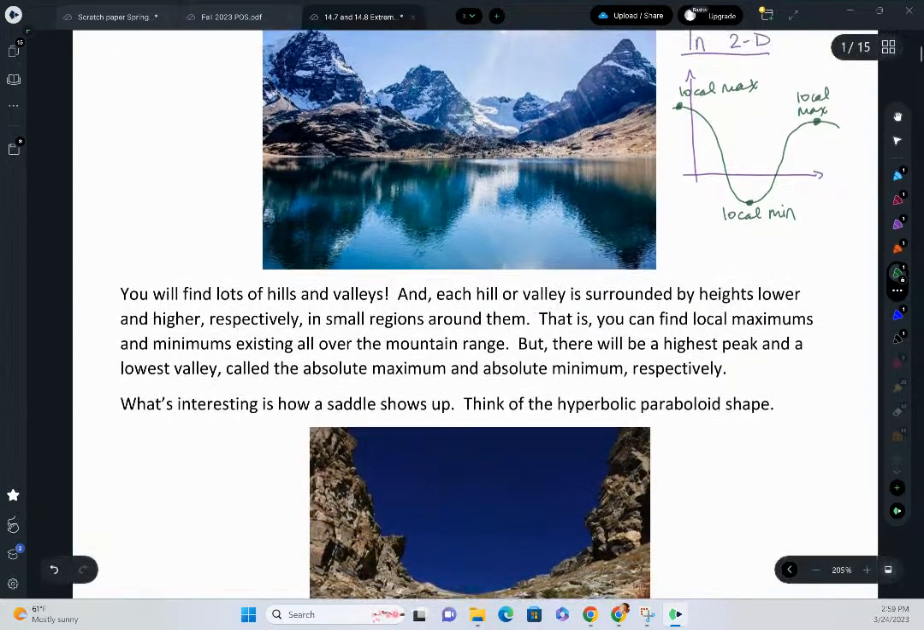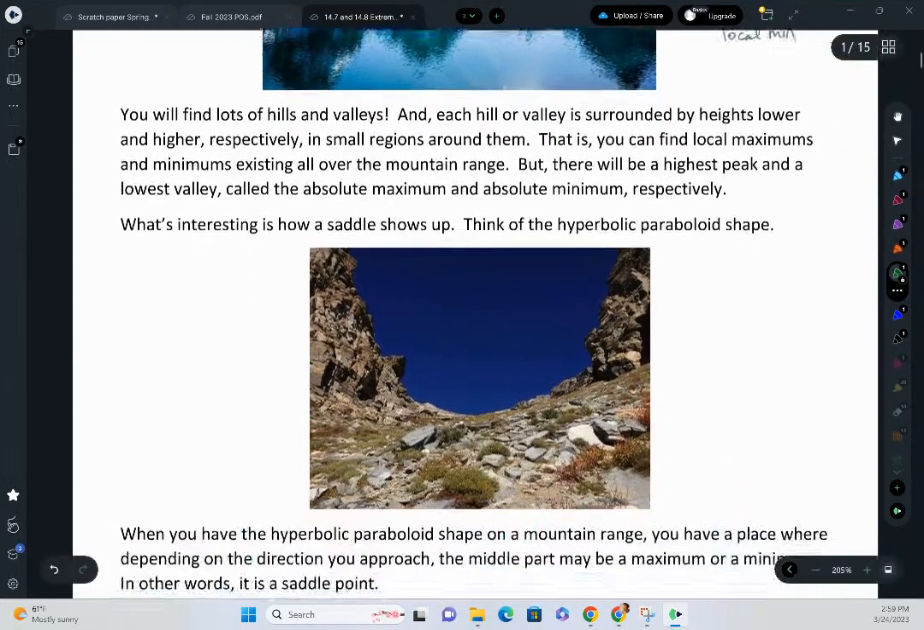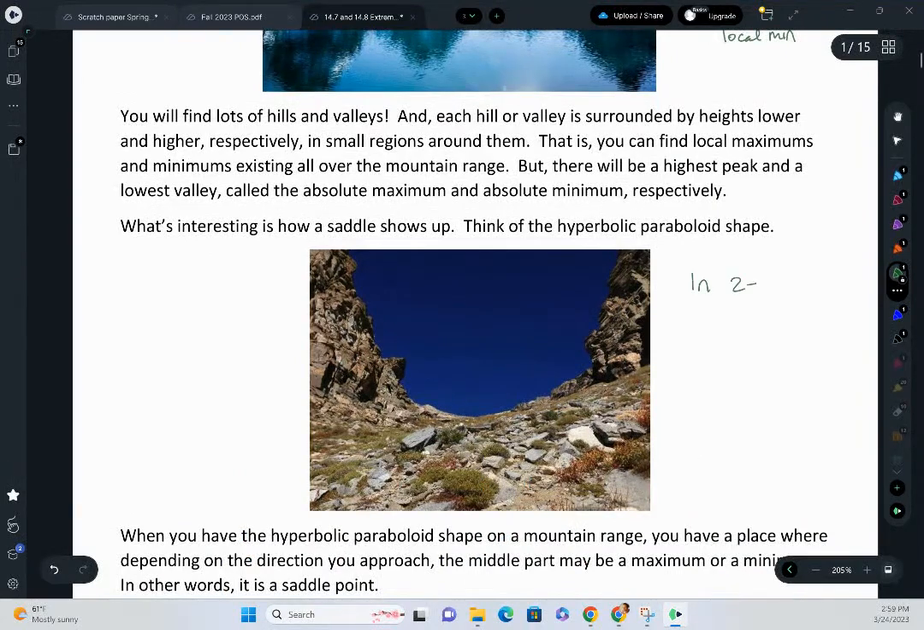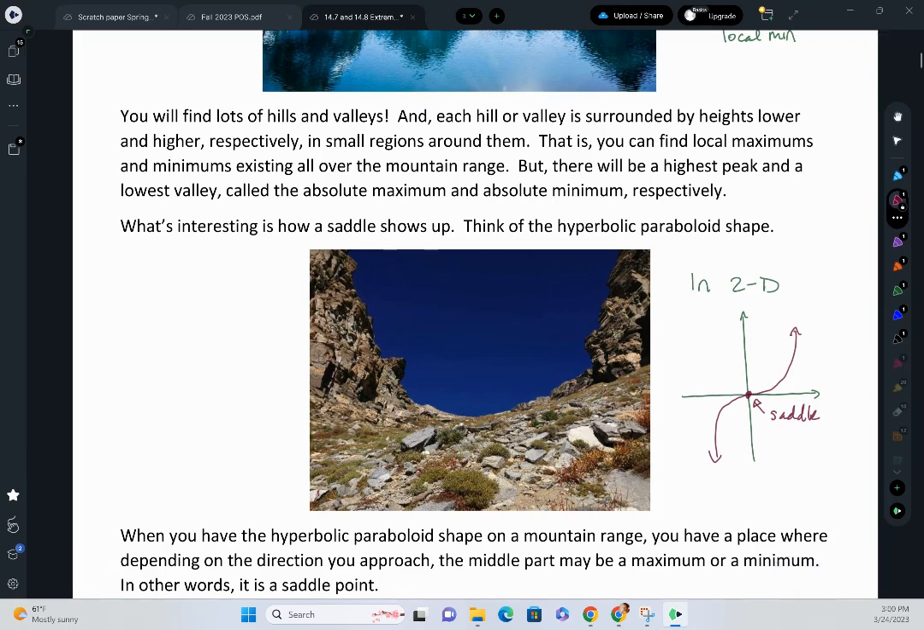So let's see. We do also have saddle points. I don't know if you recall from 2D. So in 2D, a saddle point would be, for example, something like this. This is an x cubed function, and the point right here at the origin, that's a saddle point because it is neither the local max nor the local min. But it is something interesting. To one side, values are bigger than it, and to the other side, values are smaller than it. So it is special in that regard. And that means it is a saddle point.